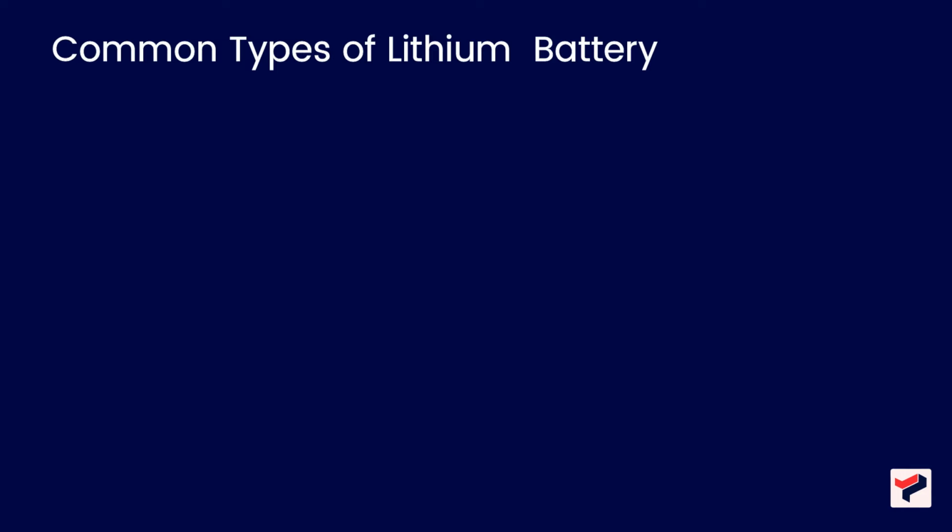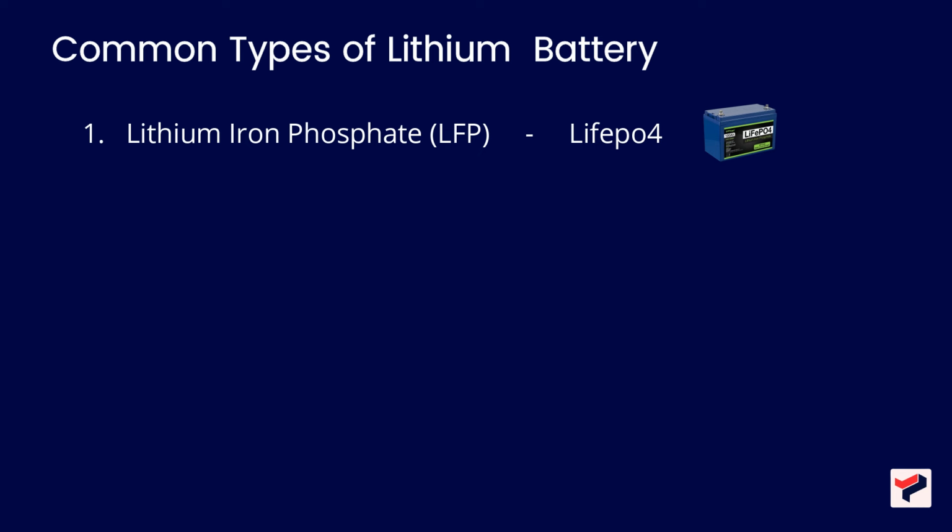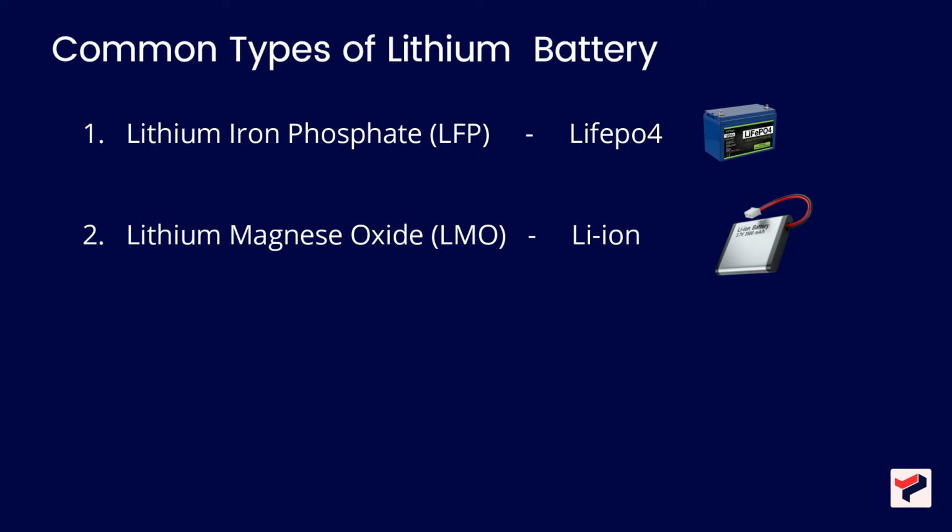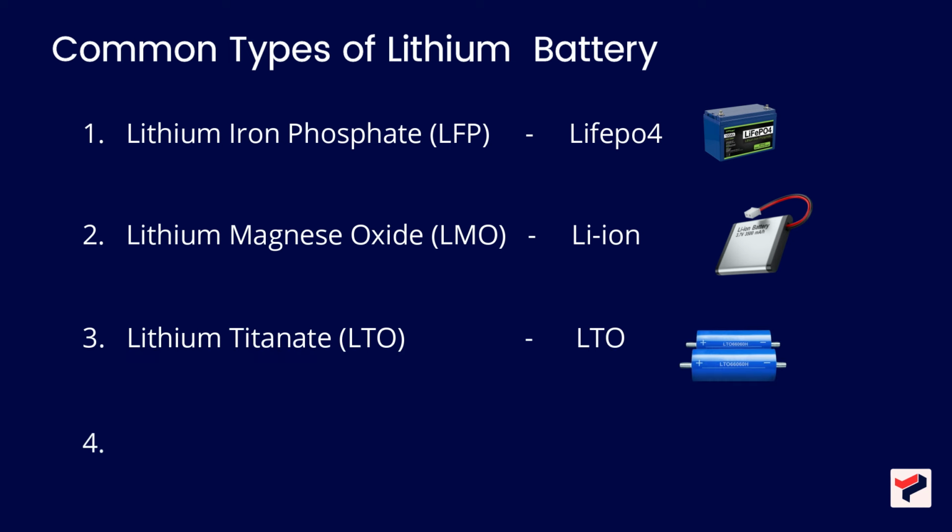But if your question is where to get started with building lithium batteries, this series provides the fundamentals to get you started. So without wasting time, let's get down to business, beginning our exploration of lithium technologies with the common types. Lithium iron phosphate, LFP. This is the technology you'll find in LiFePO4 batteries. Lithium manganese oxide, LMO. This is the technology you'll find in lithium ion batteries. Lithium ion titanate. Lithium cobalt oxide.